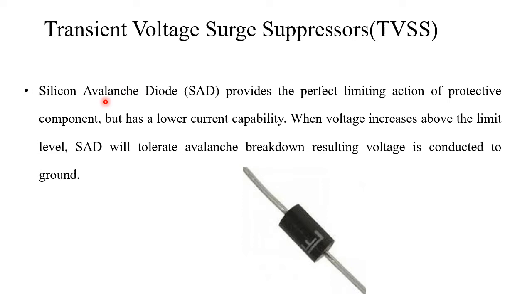The last one is the silicon avalanche diode. We know that a diode conducts during forward bias condition and blocks the flow of current during reverse bias condition. This silicon avalanche diode is used in the reverse bias condition to block the surge current. But when there is high voltage exceeding the limit, avalanche takes place, which results in the breakdown of the diode and the current flows to the ground. So it works on the principle of avalanche breakdown. The SAD is also called a surge diverter.